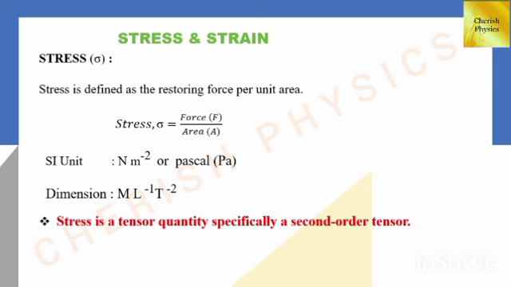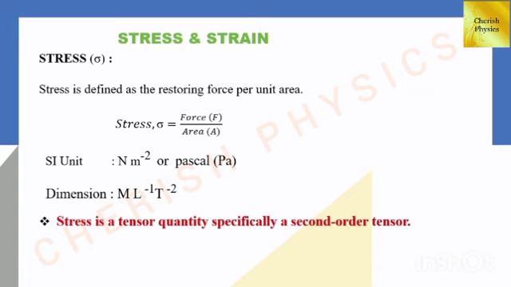Next, let us see stress and strain. In simple words, if you apply a force on the object, we are stressing the object. Due to this stress, the object gets strained. But in physics, we have to study it in detail. Stress is defined as the restoring force per unit area. Stress equals restoring force divided by area.